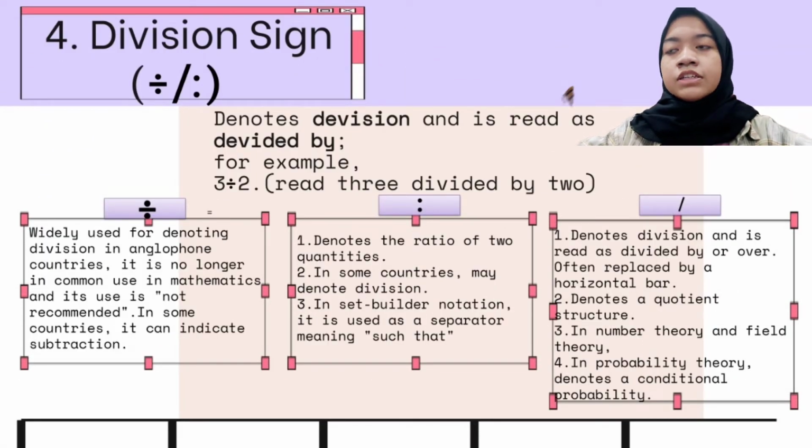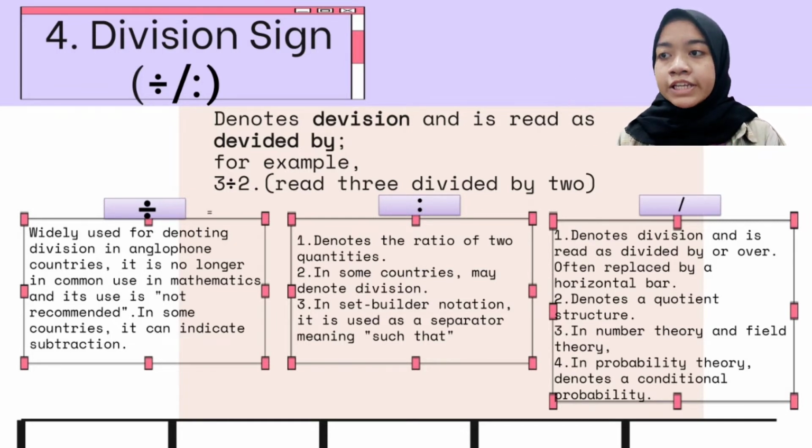Okay, we go on to number 4. It's the division sign. It denotes division and is read as divided by. For example, 3 divided by 2. We have 3 ways to write the division sign. The first one is widely used for denoting division in Anglophone countries. It is no longer in common use in mathematics and its use is not recommended. In some countries, it can indicate subtraction.